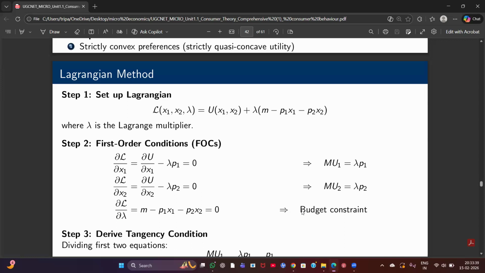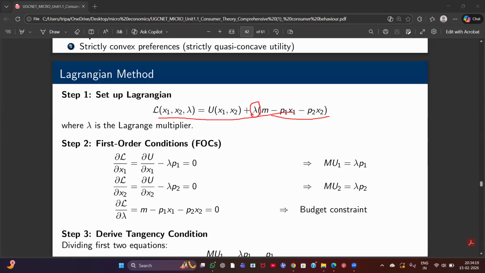First we have to set up the Lagrangian function. What is the Lagrangian function? A function that combines my objective function with its subject constraint. That function is called a Lagrangian function. Here, this L is my Lagrangian function. Sorry, not function, this is the Lagrangian equation. Here, in the Lagrangian function, u(x1, x2), this utility, is my objective function, and this m minus p1x1 minus p2x2 is my budget constraint. I am combining these two, objective and constraint, by this lambda.